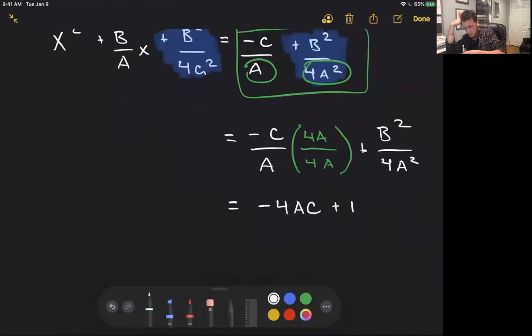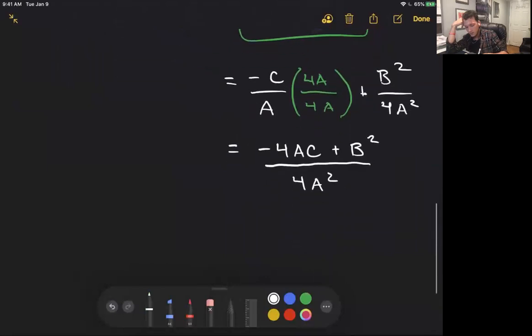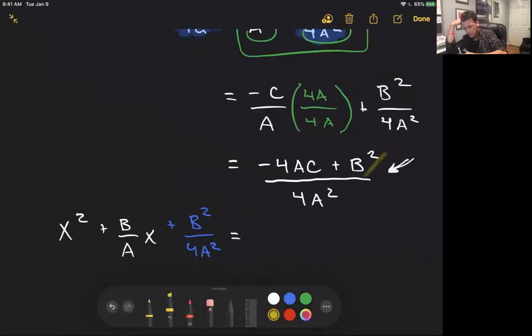So when we do that, we end up getting negative 4ac plus b squared, all over 4a squared. Then if I were to write out the whole formula again, we end up getting x squared plus b over a x, and again we have that funky guy on the right, b squared minus 4ac over 4a squared, which is equal to, now, this guy right here. We know that's equal to that guy, but I'm going to use a cute little property and switch these around. Why, you may ask? How did it go again?